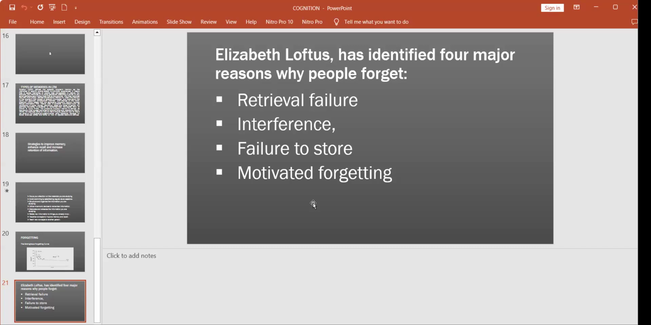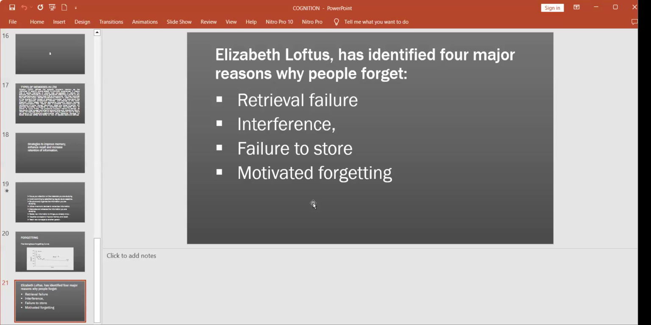Retrieval failure. You all know retrieval from the long-term memory. If it is a failure, you're unable to do that because the information is not systematically stored and semantically coded. Then you can't retrieve information from the long-term memory. That is termed as retrieval failure.